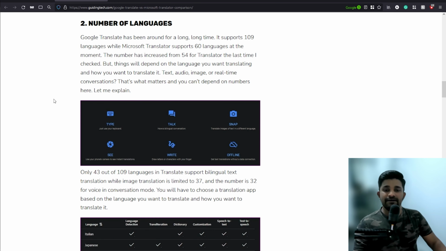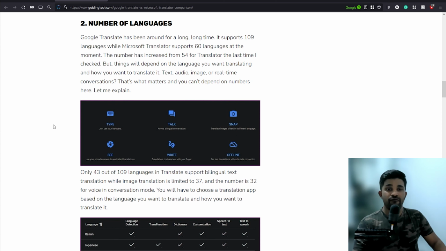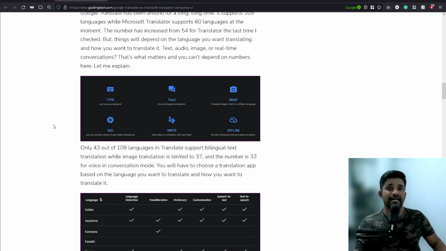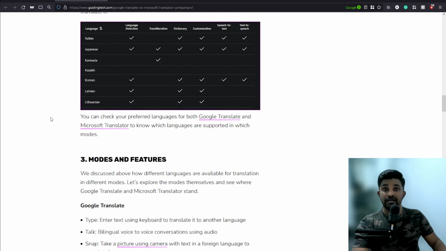So although Google and Microsoft both offer so many languages, they fully support only a handful of them. So that's the one limitation that they have. Obviously, the strengths that they have are their products are really, really good.